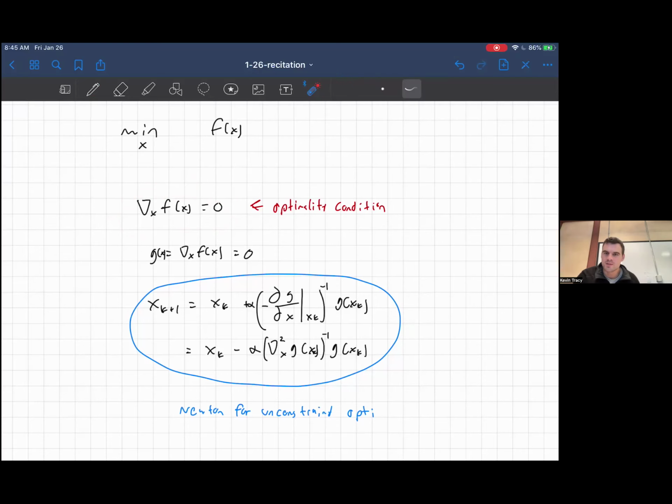Wouldn't the Jacobian of the gradient be the Hessian of the original function? Oh, sorry. Yeah, good catch. This is f.